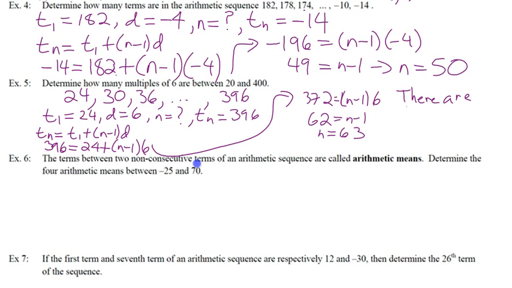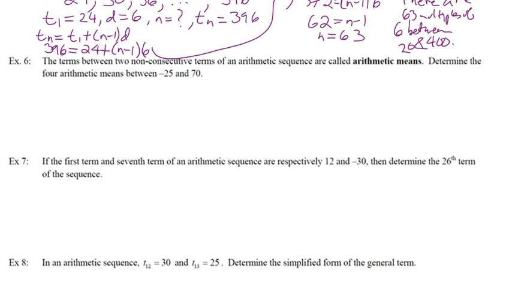There are 63 multiples of 6 between 20 and 400. It's always a good idea, if you're being asked a question, to actually answer the question. In this case, we're being asked to determine how many multiples, so we should end with a statement saying there are this many multiples. It's also a good idea to include units on things that have units, although these don't, they're just numbers.